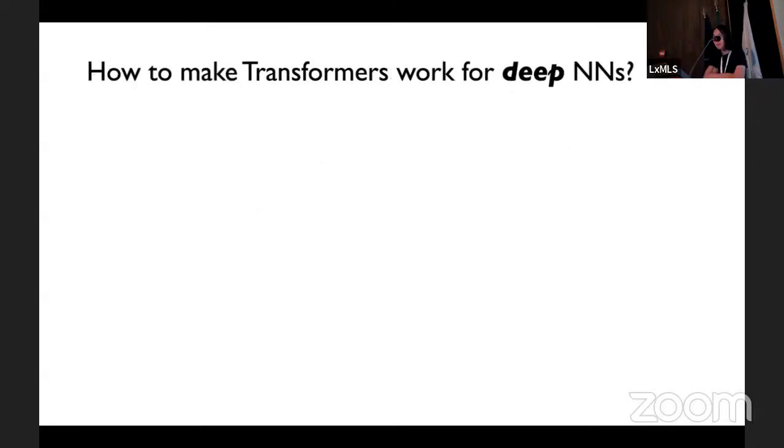Okay, so next I will be quick and talk about some of the tricks that people have been using. You should already know what the transformer architecture looks like. But the important thing is that transformers work very well when you stack many layers, just like many other deep neural networks in AI, like deep convolutional neural networks. So how can people make transformers work well in practice for many layers? There are basically two important tricks.